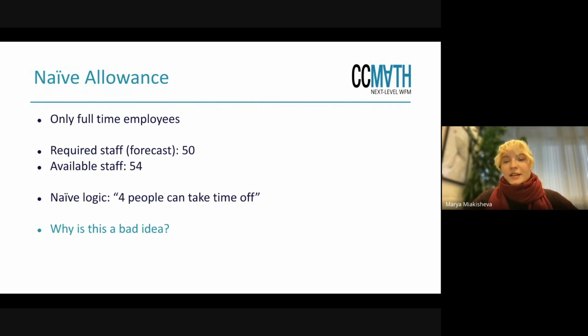Let's have a look at this very simple example, naive allowance. By the way, in this part of the webinar, we are really focusing on the mathematical problem where we have just full-time employees, to simplify it and to understand this part of the equation. So we have only full-time employees, and our forecast tells us we need 50 people. And we have 54 people available. By naive logic, we can say, okay, then 4 people can take time off.